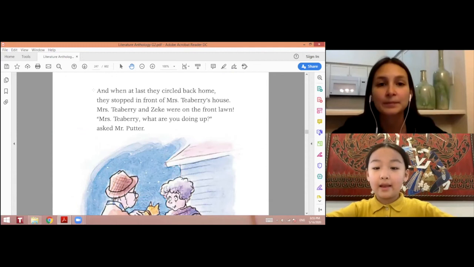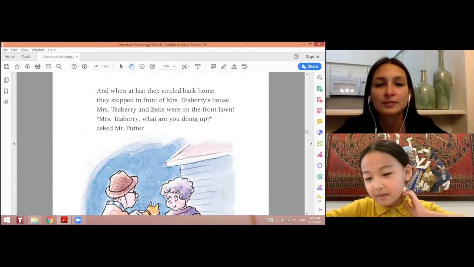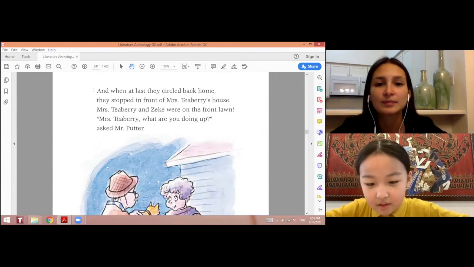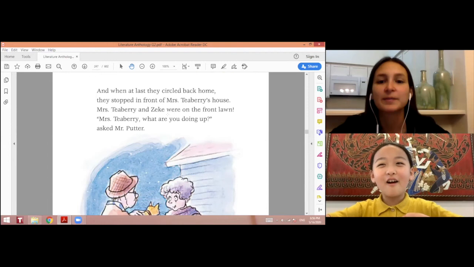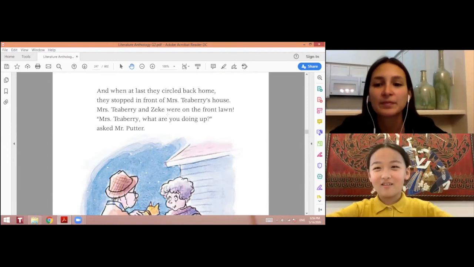And then at last they circle back home. Then they stop at Mrs. Tabby's house. Mr. Tabby, what are you doing up? Asked Mr. Putter. Wait, you skipped this line. Mrs. T-Berry and Zeke were on the front lawn.